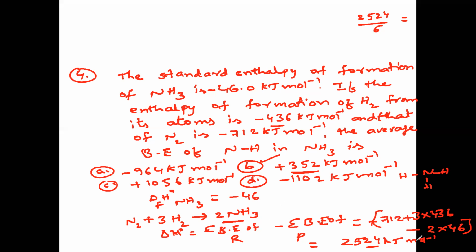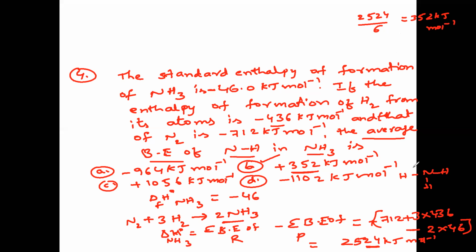This calculation is for the entire reaction of formation of ammonia, which forms 2 moles of ammonia. For 1 mole it is divided by 2, and then by 3, so 2524 directly divided by 6 is equal to 352 kilojoules per mole. I hope it is clear. So the answer is 352 kilojoules per mole. In this way, you can find the average bond enthalpy of the NH bond in ammonia.